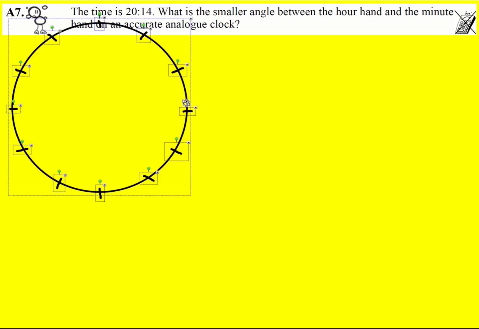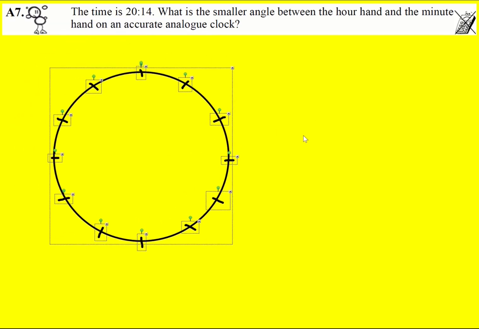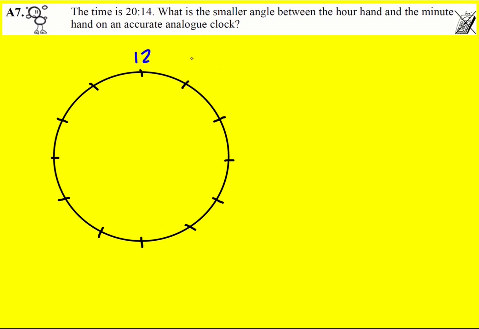I think a sketch is a good shout for this question. Sketch of a clock, here we go. Right, and I'm going to label on 12, 1, 2, 3, and so on. I'm roughly going to put 8:14 on the clock.